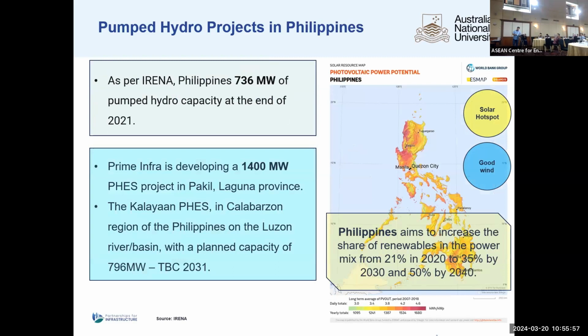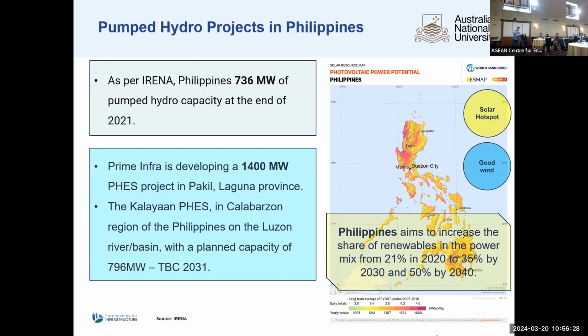Now coming to the Philippines, as per the International Renewable Energy Agency report, 736 megawatt of pumped hydro capacity was available at the end of 2021. Prime Infra is developing about 400 megawatt of pumped hydro in Pakil, Laguna province, and the Kalayaan pumped hydro in the Calabarzon region on Luzon is also planned. That has a capacity of about 796 megawatt and is expected to be completed by 2031.